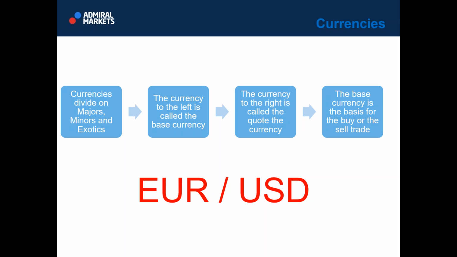For starters, the currency to the left is called the base currency. The currency to the right is called the quote currency. So when we watch euro dollar or every other pair, it doesn't matter which one, remember, the base currency is the basis for the buy or the sell trade. It doesn't matter if it's GBP New Zealand, if it's dollar yen or whatever. This is base currency, this is quote currency, and this base currency is the basis for the buy or sell trade. When we sell euro, we expect dollar to go up and vice versa.